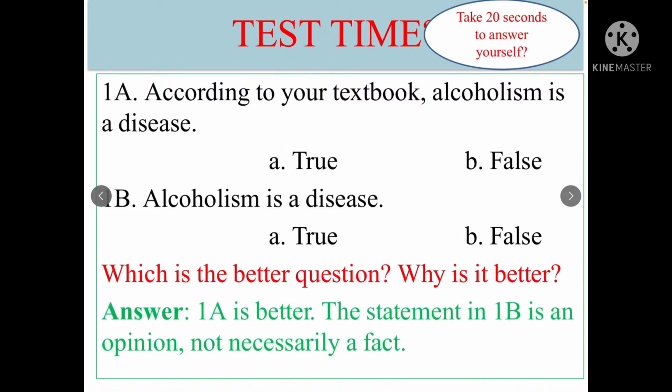Okay, the correct answer is 1A is better. Why? Because the statement in 1B is an opinion. In 1A it is given, according to your textbook, alcoholism is a disease. If in our textbook it is given that alcoholism is a disease, the student can easily understand and write the answer. But if you simply say alcoholism is a disease, it totally depends on opinion. Some may say true, some may say false. So 1A is the better question for this example.